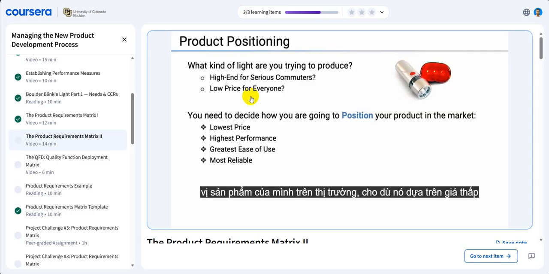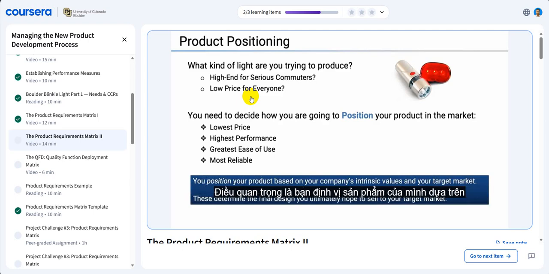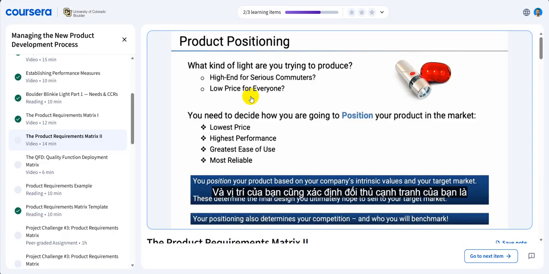and you need to decide how you are going to position your product in the market, whether it's based on lowest price, highest performance, greatest ease of use, or perhaps most reliable. The important thing is you position your product based on your company's intrinsic values and your target market. These determine the final design of your product that you hope to sell to your target market. And your positioning also determines who your competition is, who you will benchmark.